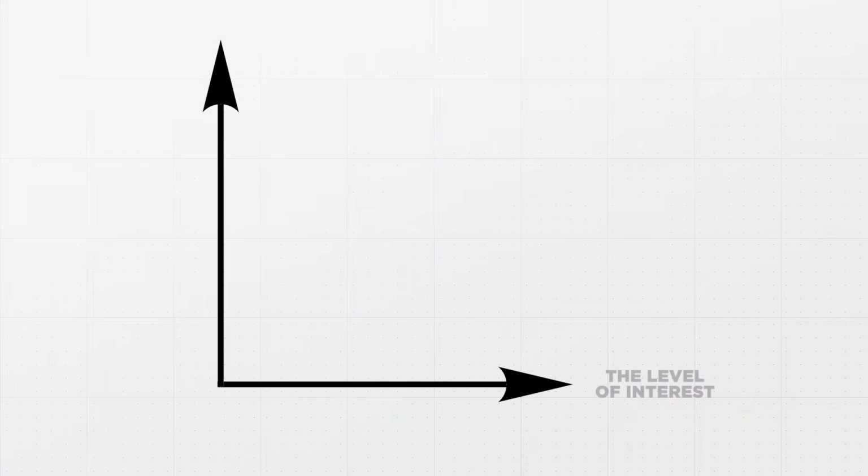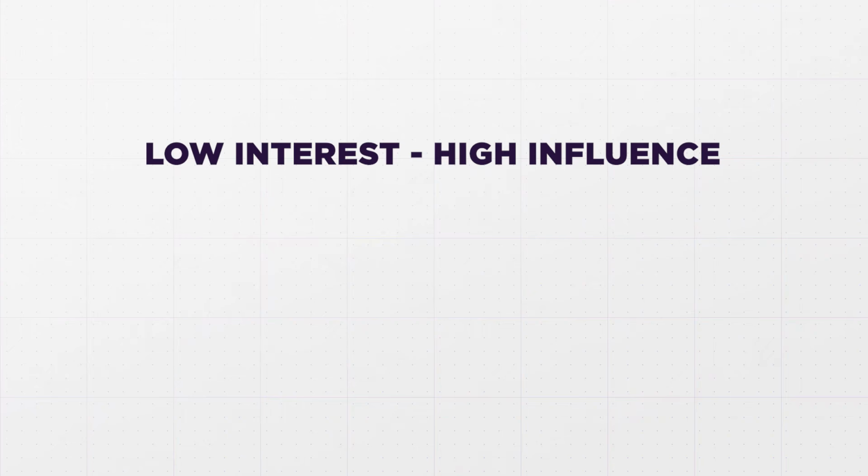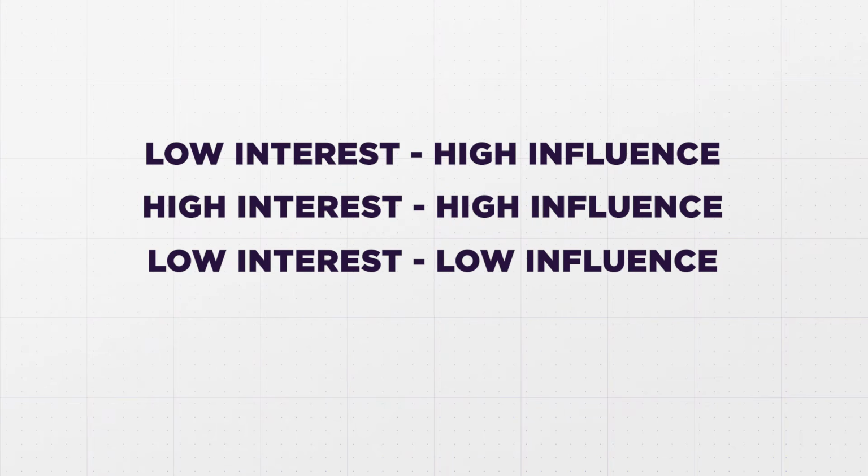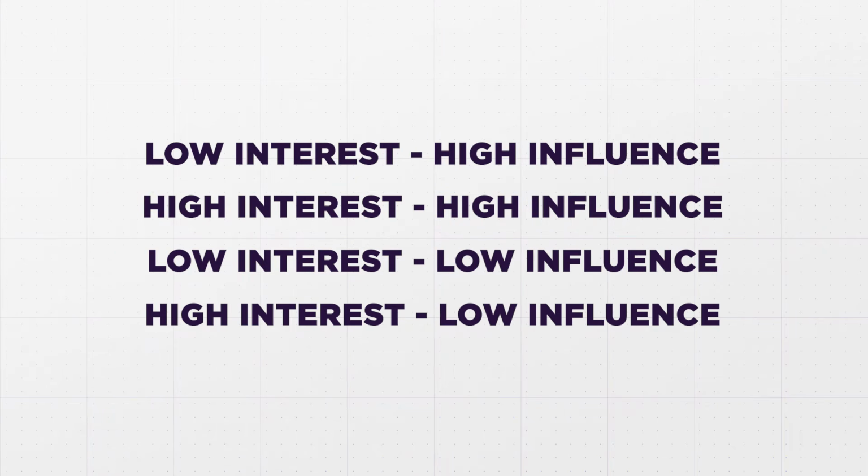Add 2 axes. One axis represents the level of interest and goes from left to right, and the other shows the level of influence top to bottom. You can proceed to categorize all the stakeholders into 4 categories: low interest, high influence; high interest, high influence; low interest, low influence; high interest, low influence.